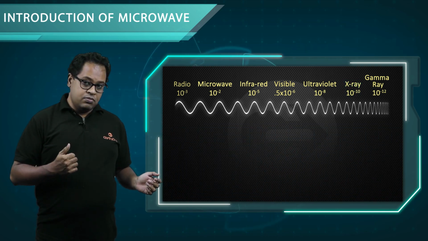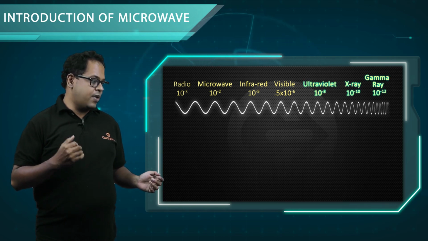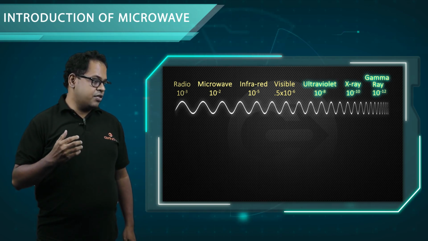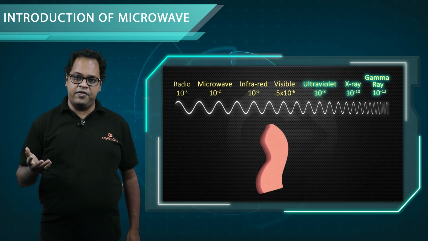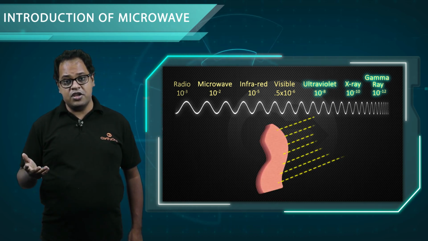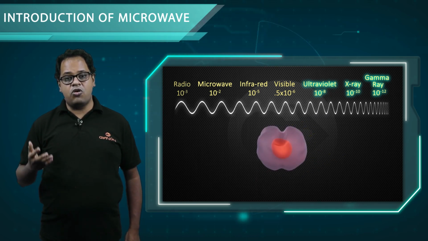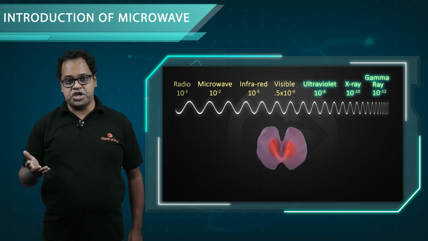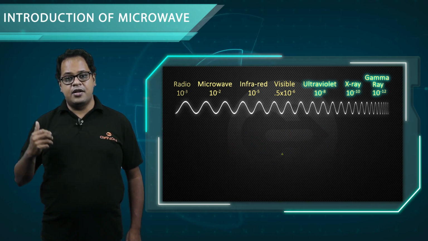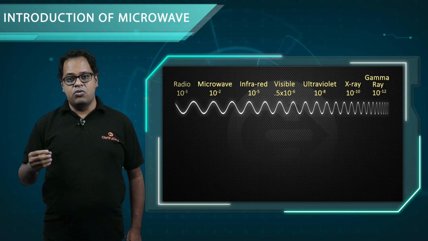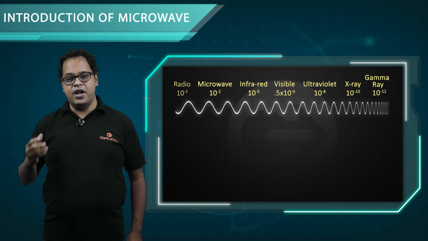And when the wavelengths are in the range of 10 to the power minus 10 to 10 to the power minus 12, that is gamma ray, or 10 to the power minus 6, that is ultraviolet ray, it is very dangerous for the human body. It can burn your cells. It can cause cell mutation. So it can cause death at that high frequency. So whenever you are using this high frequency, you have to be very careful.